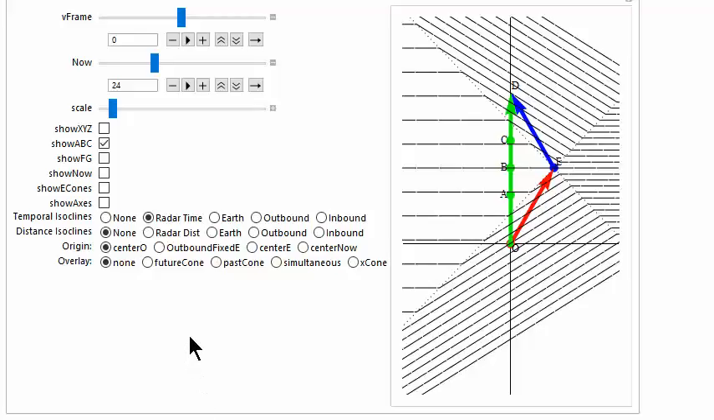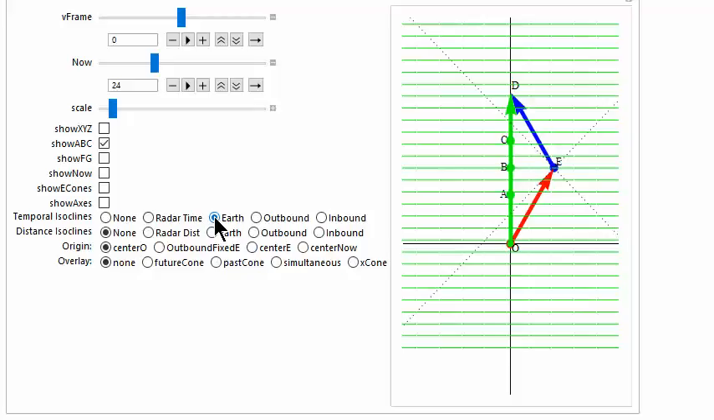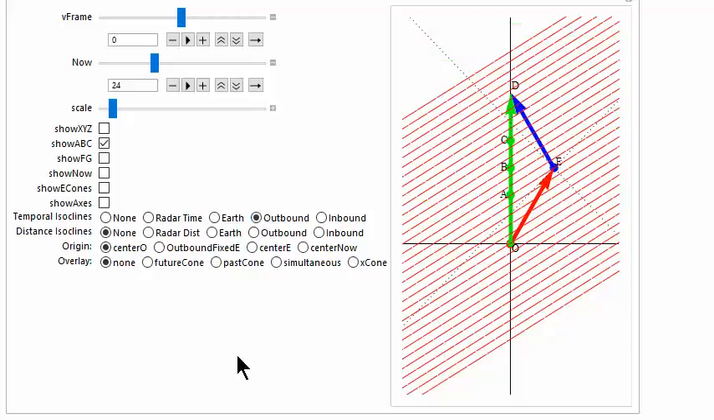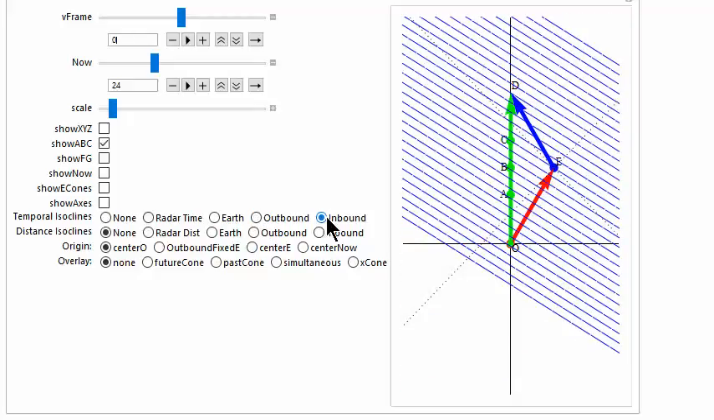Ostensibly, there were 2 reasons that the idea of radar time and radar distance were developed. Number 1, they wanted to provide isoclines of time that did not cross each other, and they succeeded. None of these isoclines of time cross each other. However, none of the other labelings of time cross each other either. The isoclines of time for the stay-at-home coordinates are parallel straight lines. The outbound time coordinates are parallel straight lines, and the inbound time coordinates are parallel straight lines.